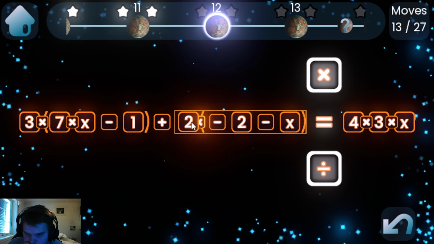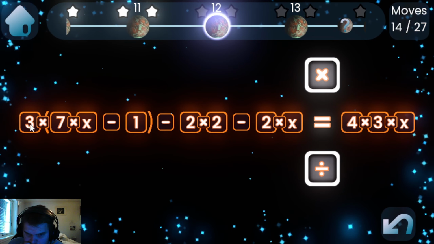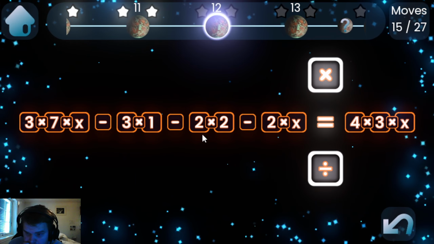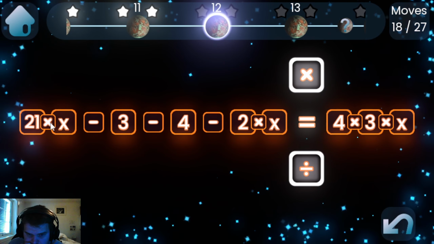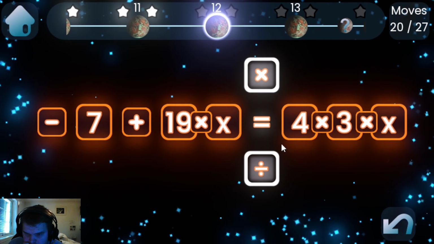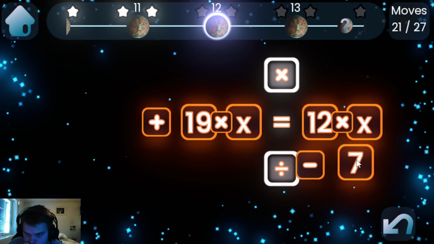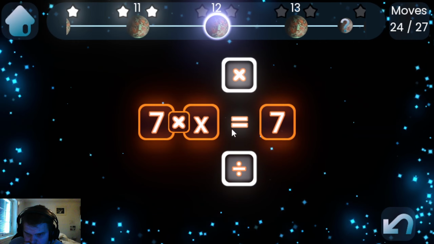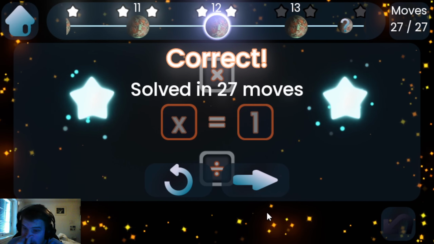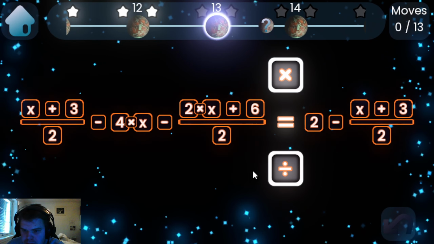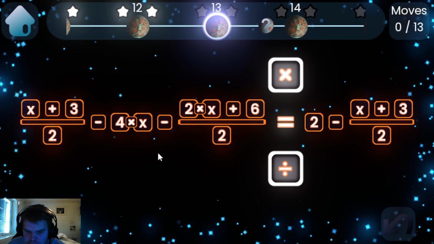All right, no more fractions. And now no more parentheses either. Let's get all the multiplication out of the way. X's, numbers. Let's move this over here. Oh, wow, x equals 1. That's beautiful. This is a well-made problem. Some smart mathematician made that one.